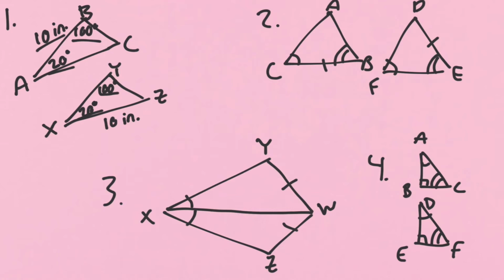In this next example, they both have 100 degrees and 20 degrees, and the 10 inches is between the 100 and 20, but the 10 inches here is not between the 100 and 20. So these two triangles are not congruent. Same with number 2, the side is between those two congruent angles in this triangle and not in this one.